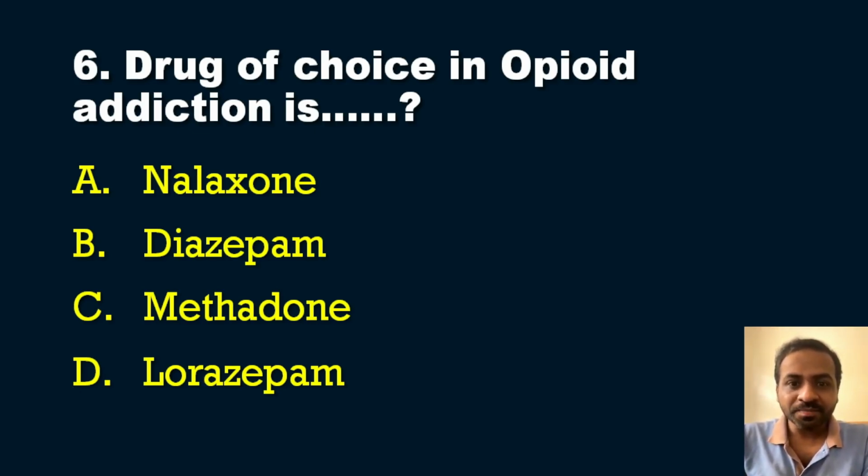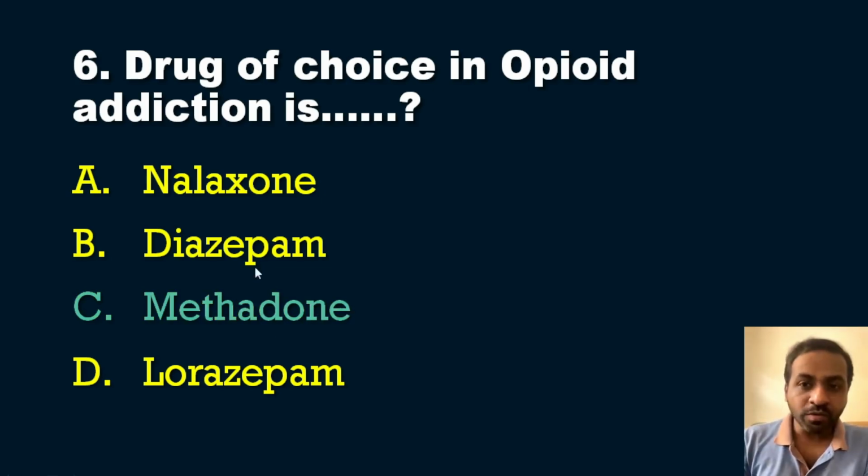So what is the answer? The answer here is methadone. Okay, you may be confused with naloxone and methadone. If there is an opioid overdose or morphine overdose, naloxone is the antidote to reverse the morphine effect. That is for the overdose, but the drug of choice for addiction management is methadone. The other options, diazepam and lorazepam, are benzodiazepines, and these are the drug of choice for alcohol addiction, not for opioid addiction. Okay, so I think it is clear.